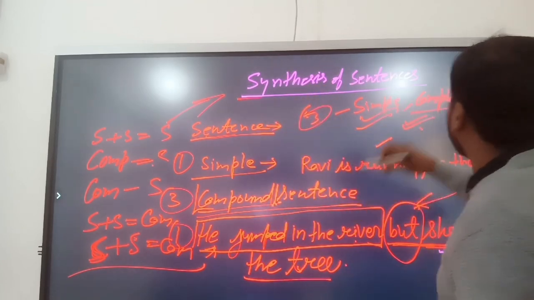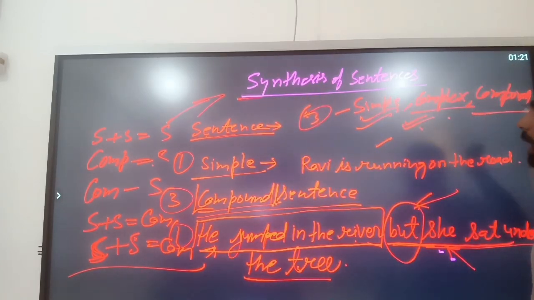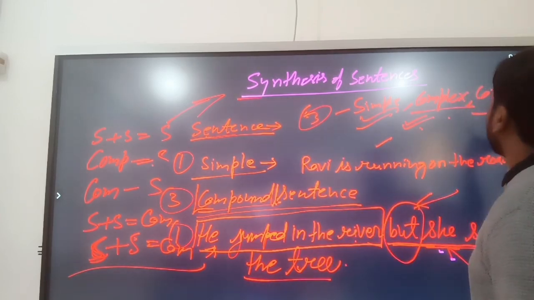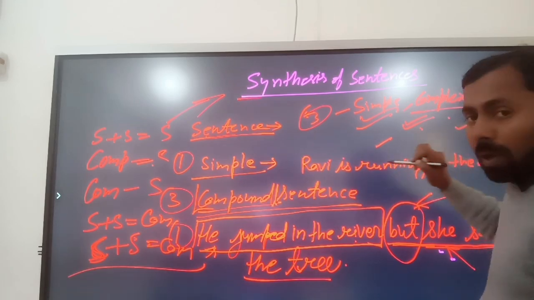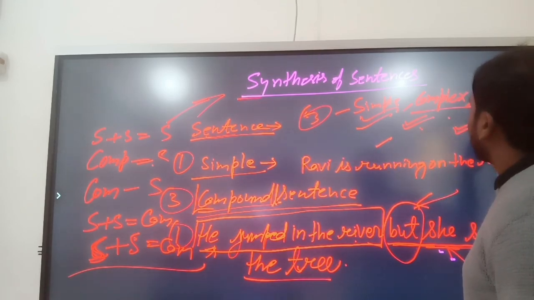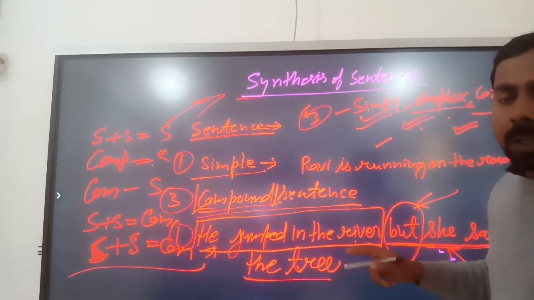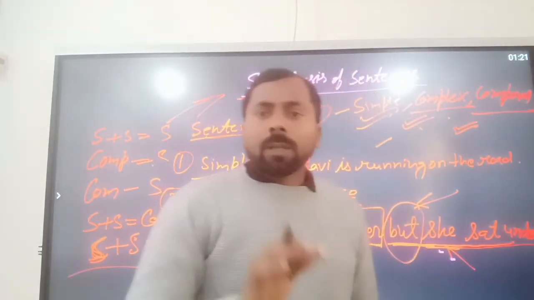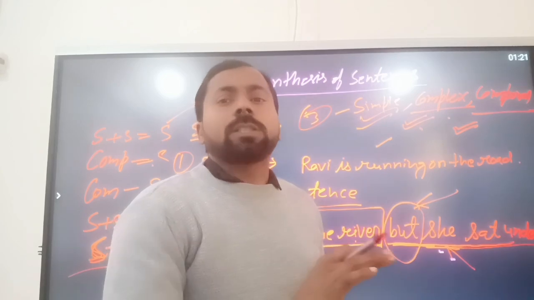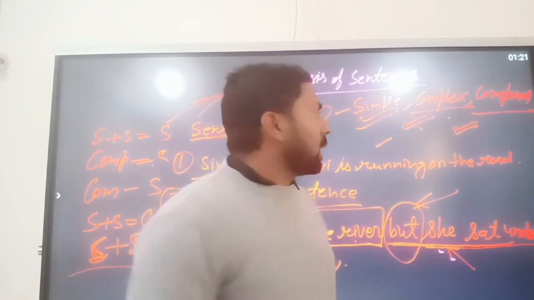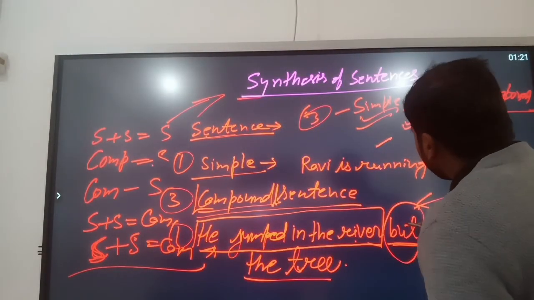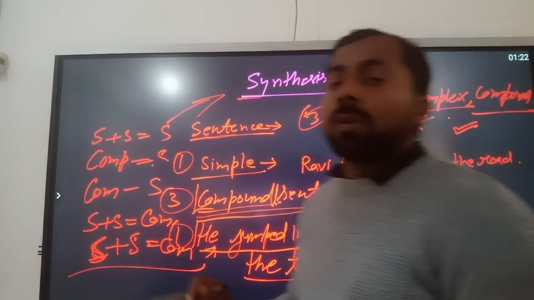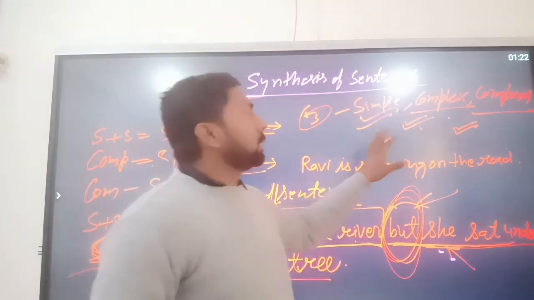And a compound sentence also has two clauses. One clause is a principal clause, an independent clause, and the second clause is also an independent clause. So we can say that a compound sentence has two clauses, and both are independent, not dependent on each other. These clauses are also combined by a coordinating conjunction. So this type of sentence is known as a compound sentence.